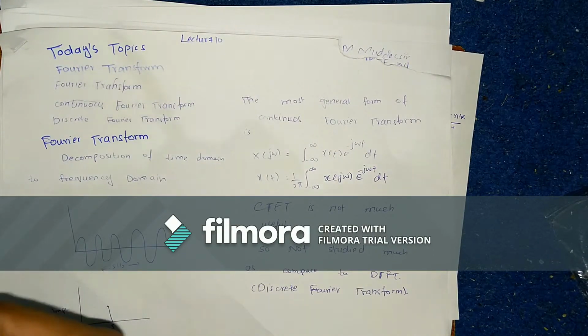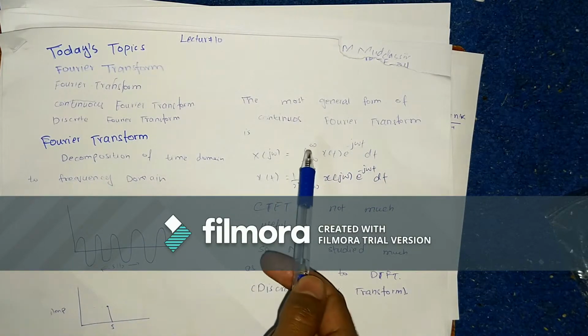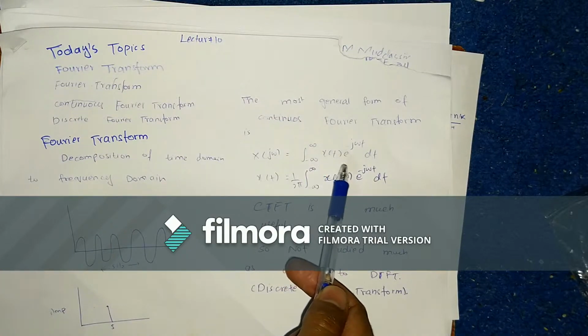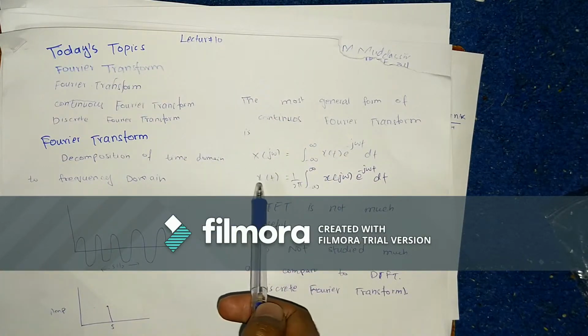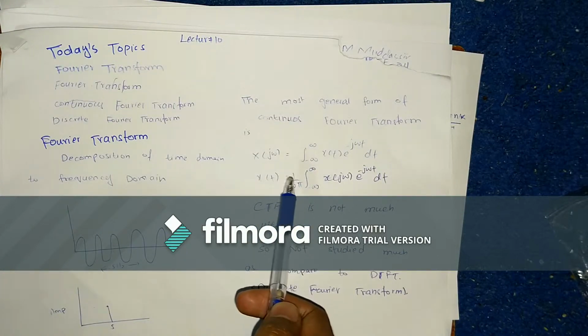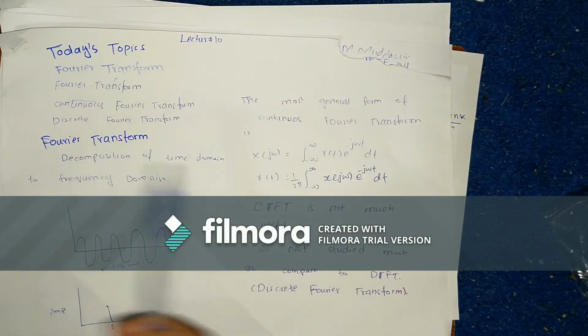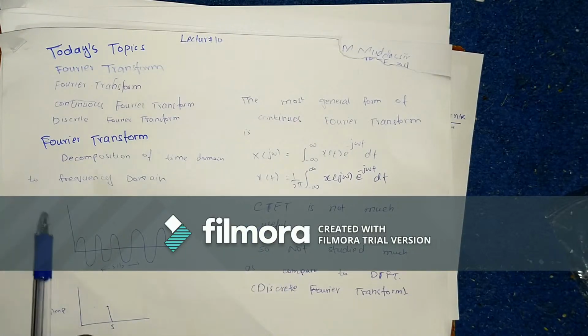Now, moving on, the Fourier transform has some formulas that help us understand and grasp it more accurately. The most general continuous Fourier transform is X(j omega) equals the integral from minus infinity to infinity of x(t) e^(-j omega t) dt. The formula for the inverse transform is x(t) equals 1 over 2 pi times the integral from minus pi to pi of X(j omega) e^(j omega t) d omega. The continuous Fourier transform is not much used in practice, so we will focus more on the discrete time Fourier transform.